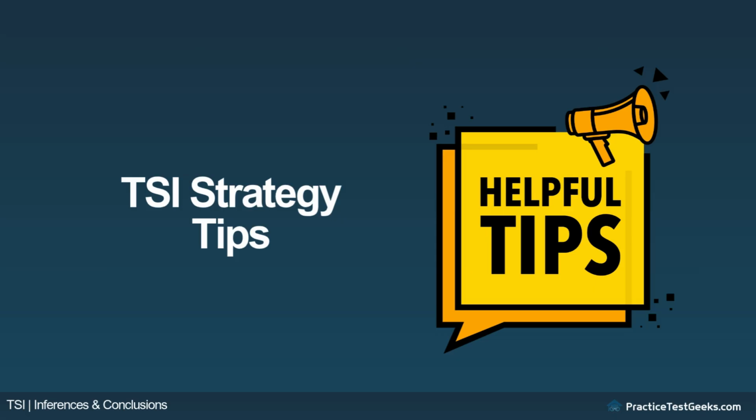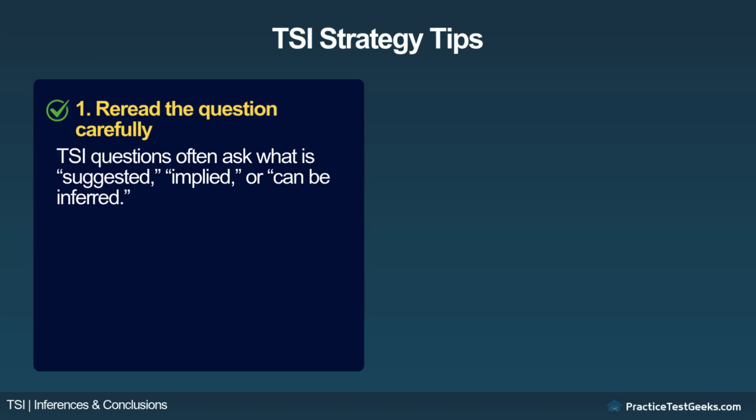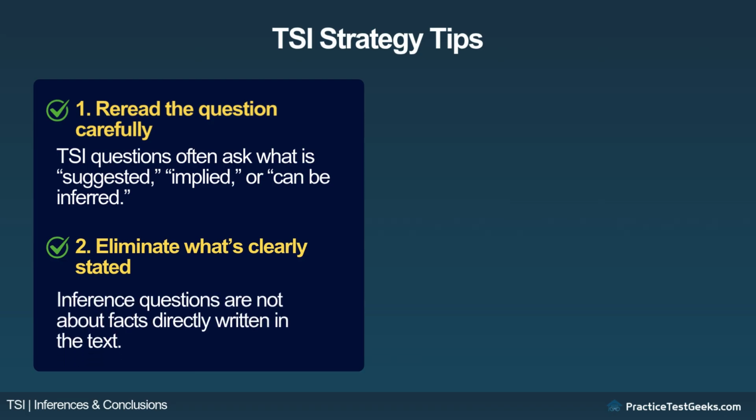Finally, let's go over to Part 4, TSI strategy tips. Here are 4 essential tips. 1. Reread the question carefully. TSI questions often ask what is suggested, implied, or can be inferred. 2. Eliminate what's clearly stated. Inference questions are not about facts directly written in the text.